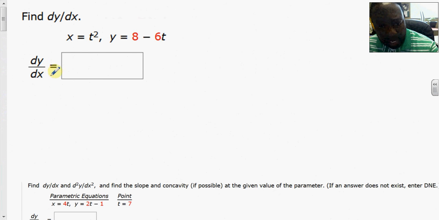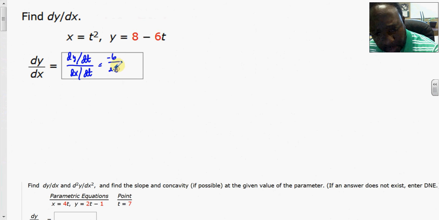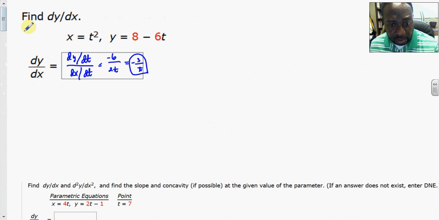So here dy over dx is first the dy over dt, and that's over dx over dt. So the dy over dt is -6 and the dx over dt is 2t. So the answer would be -3 all over t. It's kind of hard trying to confine to those boxes. I do hate that, and I just should have put the result right there. But you get it.